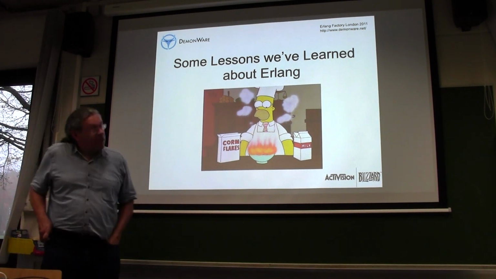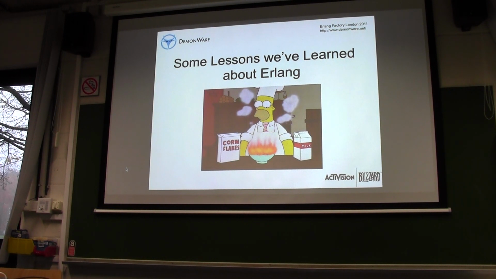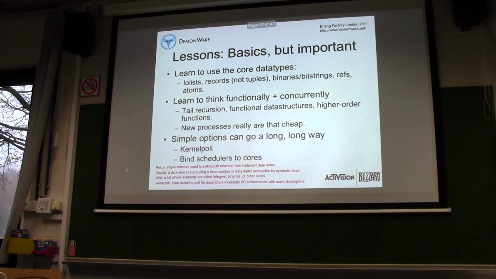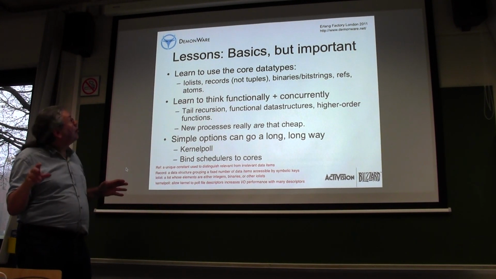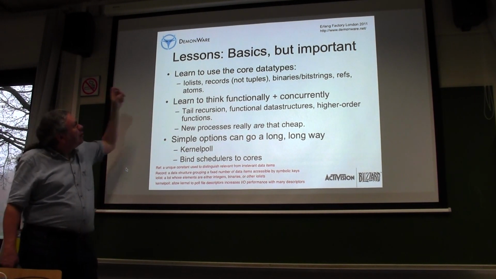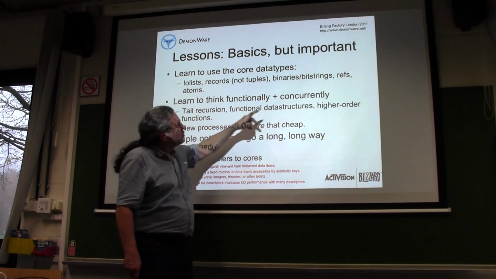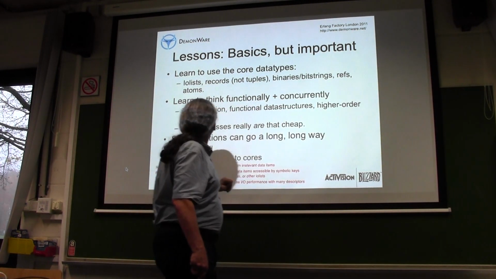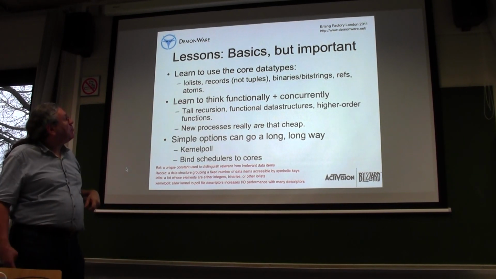Okay, now what lessons they learned, so you can see what they're doing with Erlang. What lessons did they learn about Erlang? Okay, so this reviews the stuff we saw about Erlang. The core data types: records, not tuples, binaries, bit strings, we didn't use them so much. And the refs, the unique values, the IO list, a special kind of list data type.